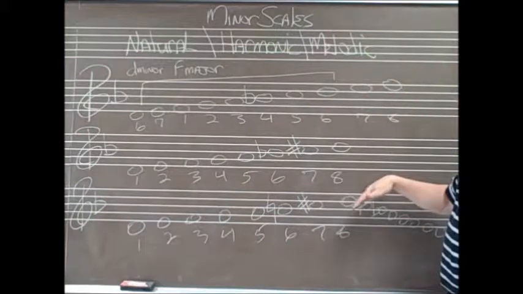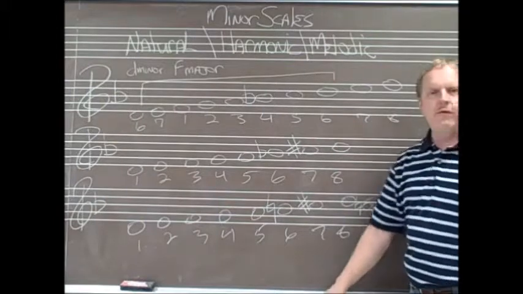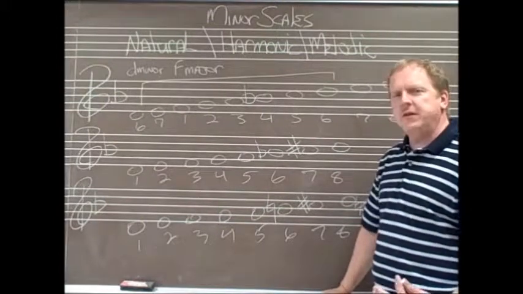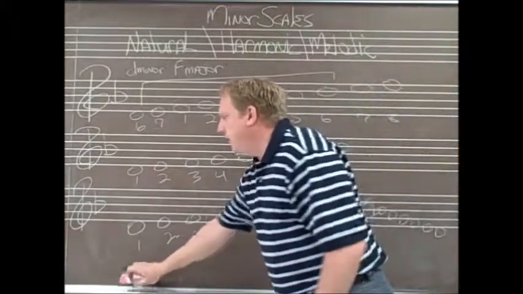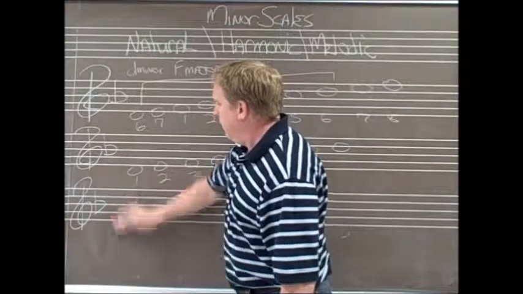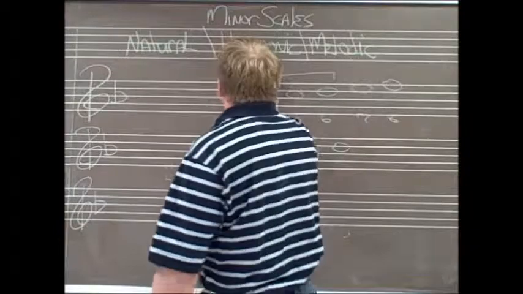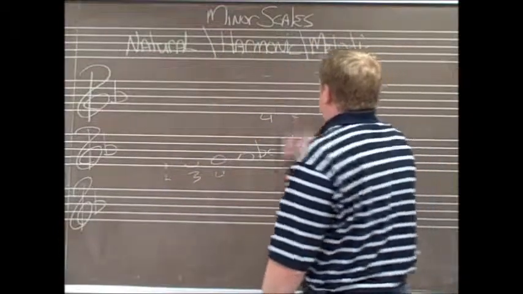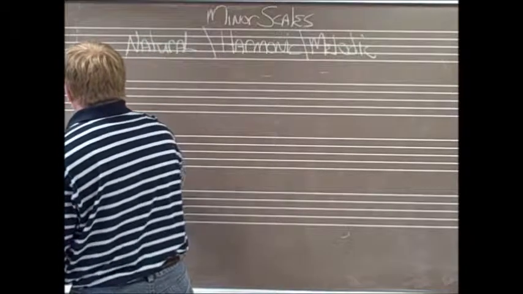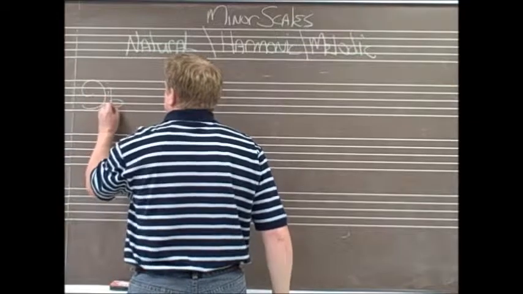Those are the three different types of minor scales. These are sort of the ways, the number formulas that you use to figure them out. Let me show you them again using another key, and another clef. Let's take a bass clef this time.